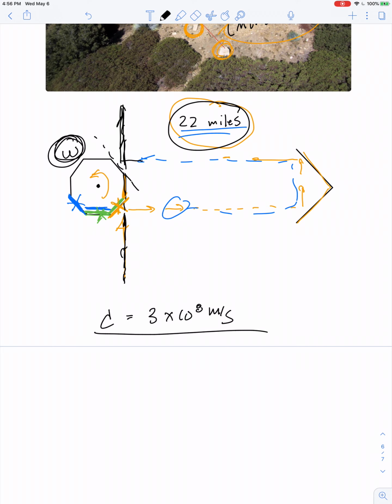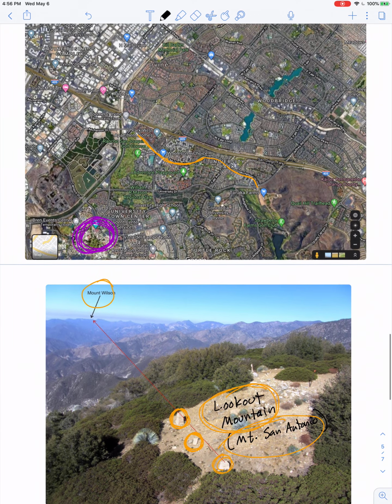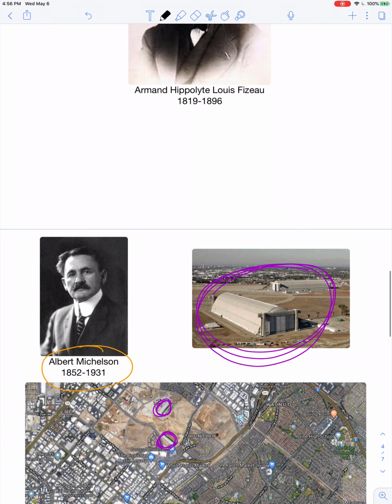So that's an interesting little piece of local history, and it turns out Albert Michelson was the first American-born scientist to win the Nobel Prize for his measurements of the speed of light.